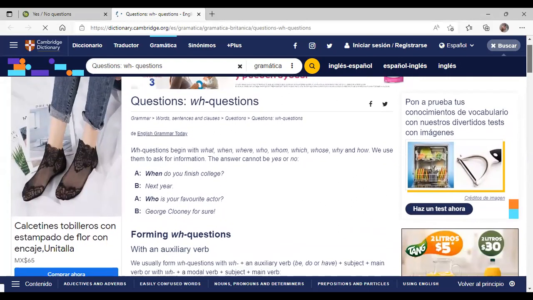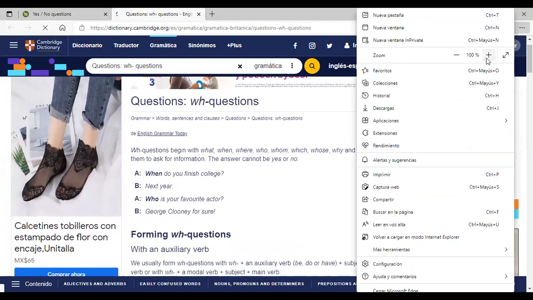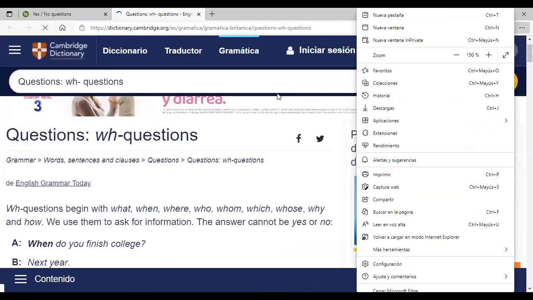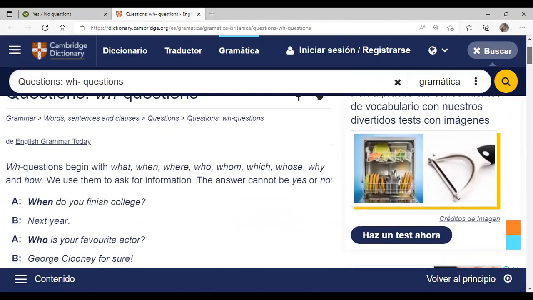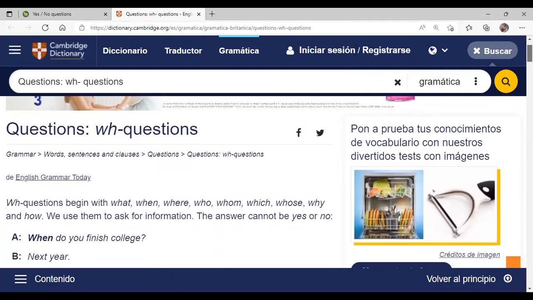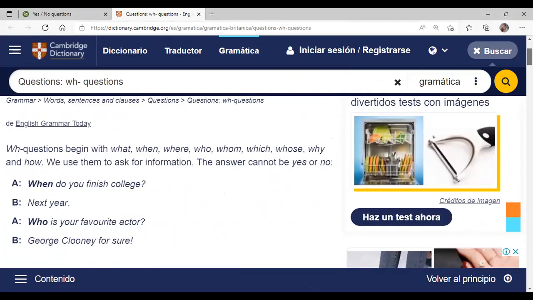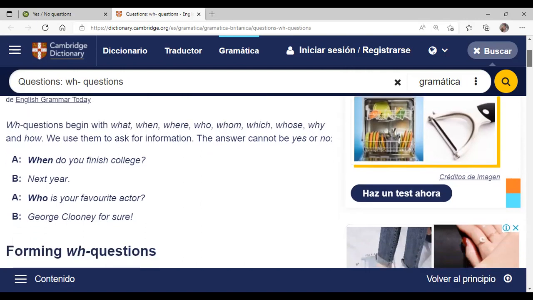But we are just going to focus on yes, no questions. I'm going to make it bigger so that you can see it better. Just to focus on the yes, no questions. So we have here yes, no questions. And WH questions, sorry. WH questions begin with what, when, where, who, whom, which, whose, or why, and how. We just need to ask for information. The answer cannot be yes or no. Of course not, because it's not a yes, no question. When do you finish college? When do you finish high school?